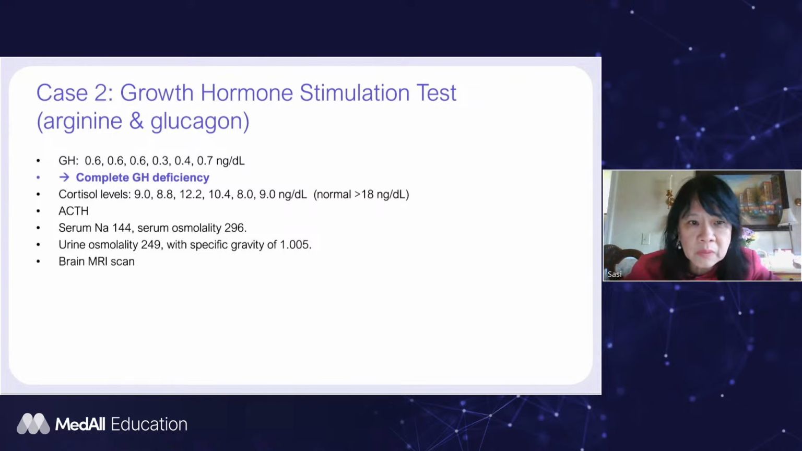And her growth hormone levels on the stimulation test are very low. So likely she has complete growth hormone deficiency. And her cortisol was suboptimal. Back then the cutoff is greater than 18, and her peak was 12.2, which is also low for the new lower cutoff for the newer assay. And her sodium is 144. Specific gravity of her urine is a little bit low, 1.005.